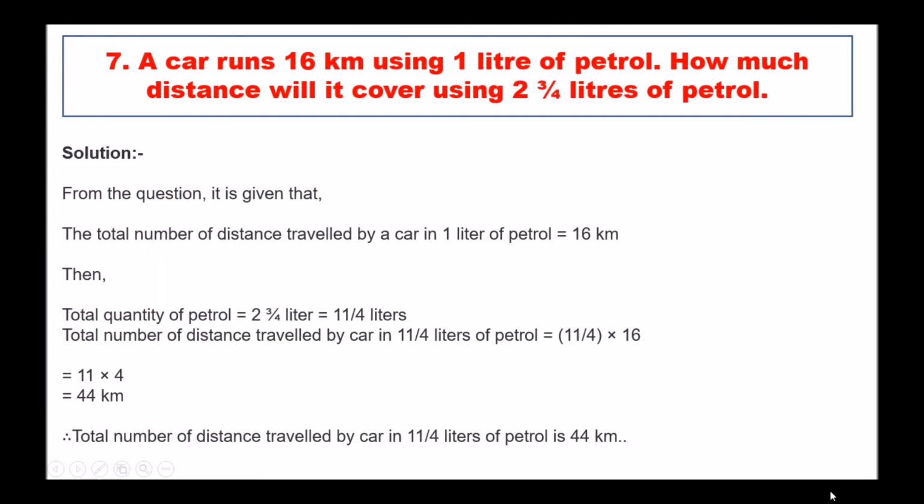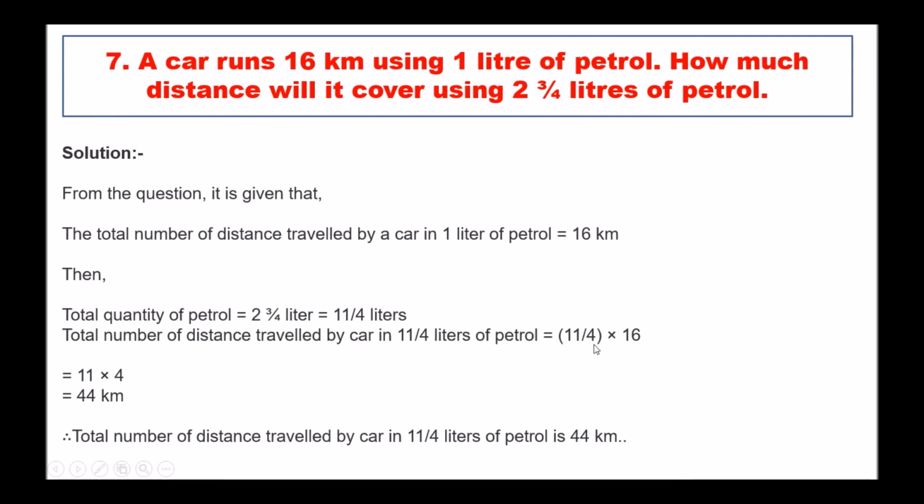Next, seventh question. A car runs 16 km using 1 liter of petrol. How much distance will it cover using 2 and 3 by 4 liters of petrol? So in the question it is given that the distance traveled by a car in 1 liter of petrol is 16 kilometers. Then total quantity of petrol, that is 2 and 3 by 4 liters, equals 11 upon 4 liters. So total distance traveled by a car in 11 by 4 liters of petrol.